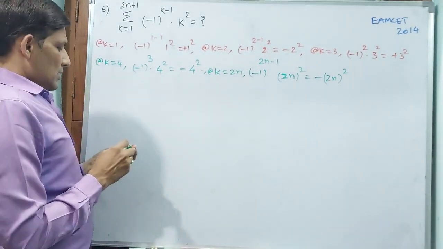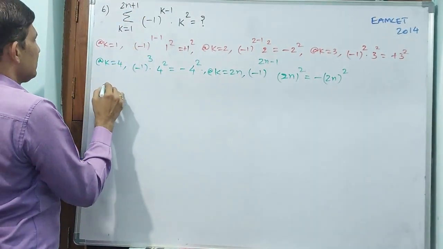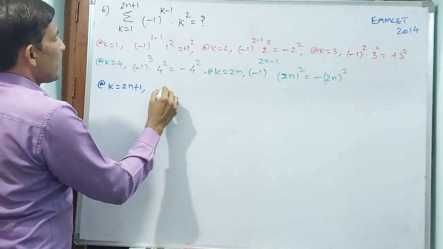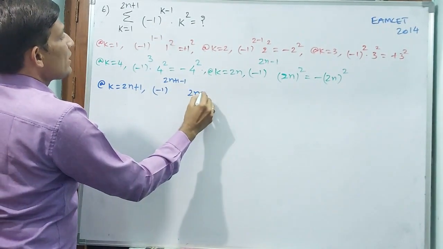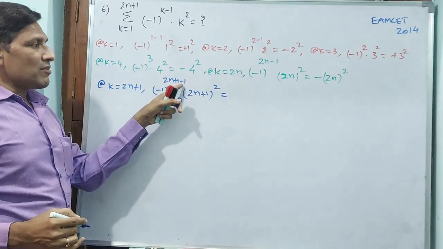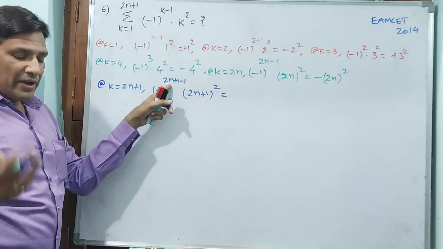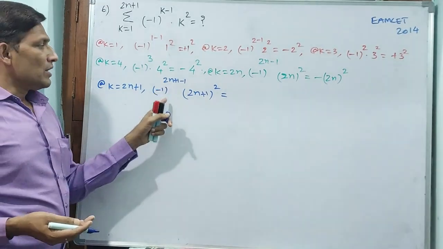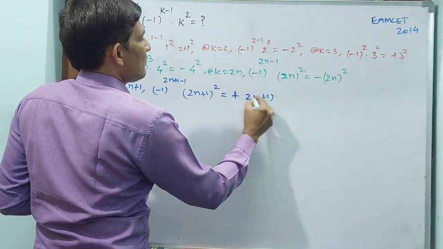Now go for the last one, 2n plus 1. At k is equal to 2n plus 1, minus 1 whole power 2n plus 1 minus 1, into 2n plus 1 whole square. In 2n plus 1 minus 1, plus 1 and minus 1 get cancelled, and 2n will be there. Whether n is odd or even, multiplying by 2 makes it an even number. Even power means plus. So plus 2n plus 1 whole square will come.